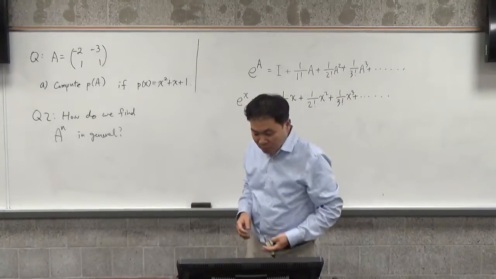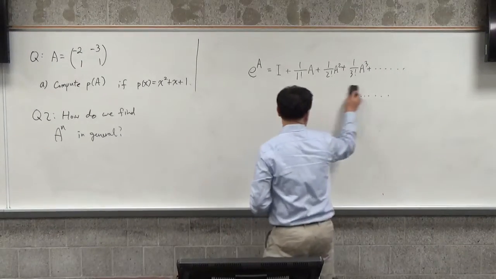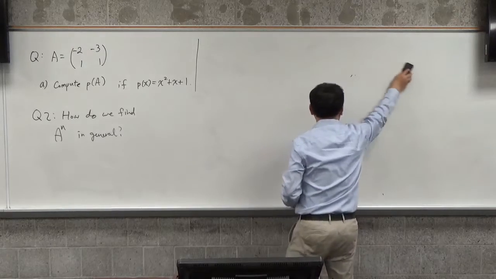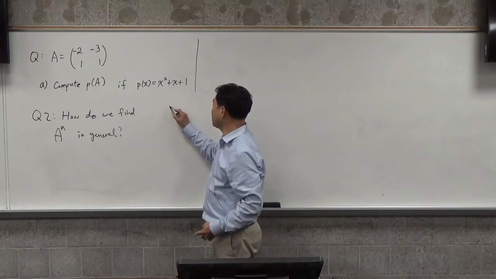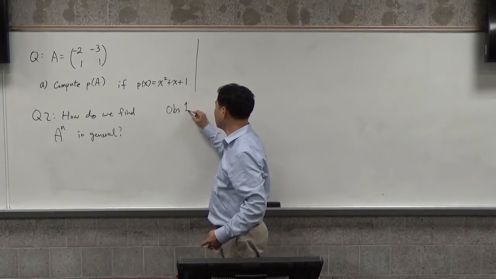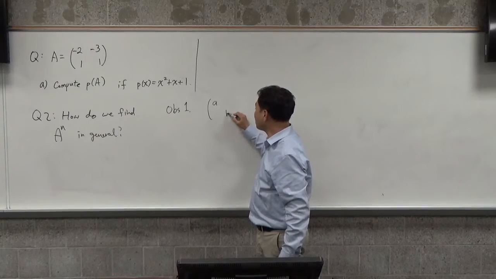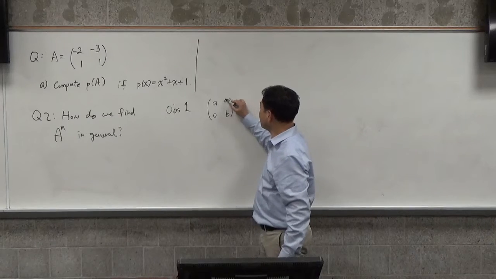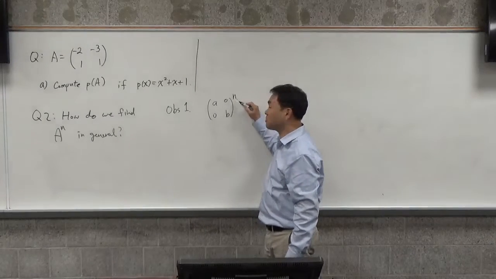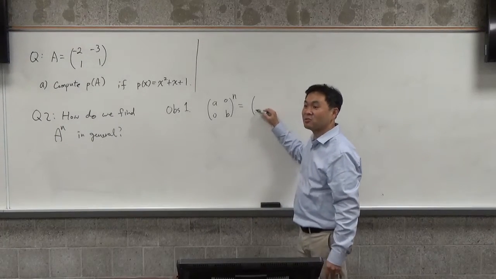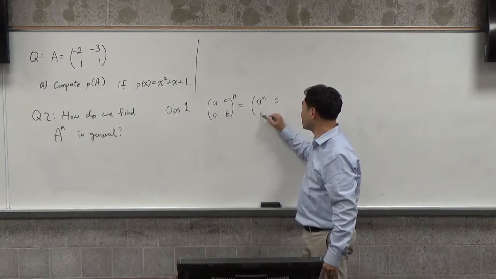To answer this, there are two observations. Observation one is that if you have a diagonal matrix, then it's really easy to calculate the nth power. It's simply a to the n, 0, 0, b to the n.